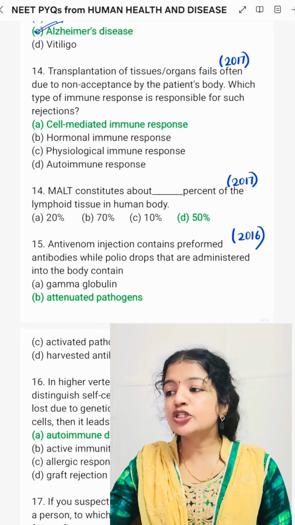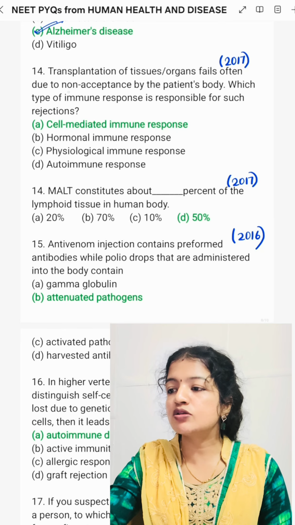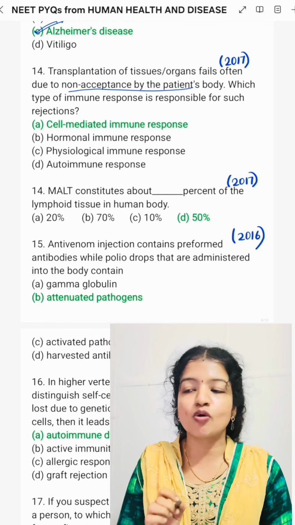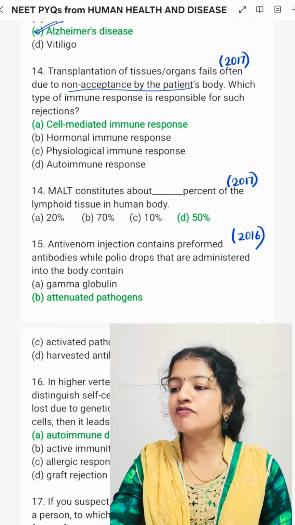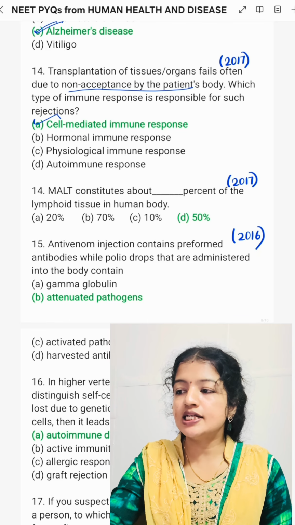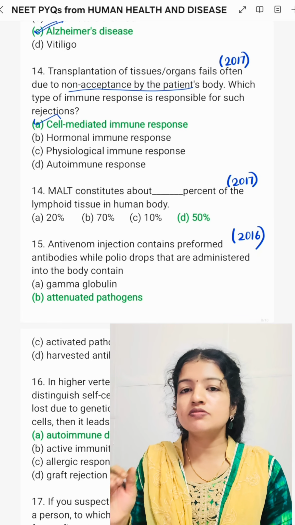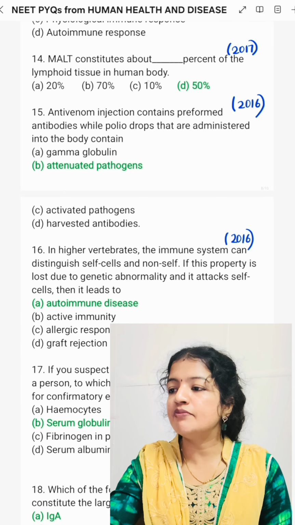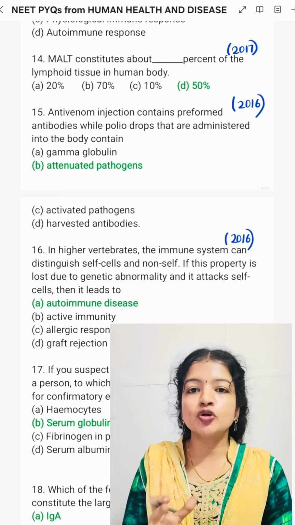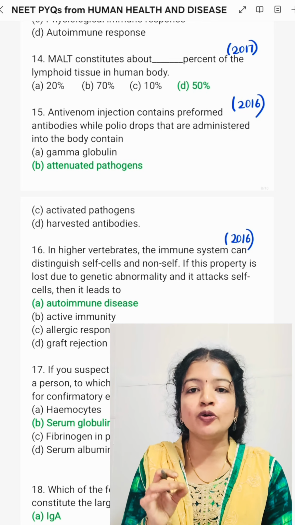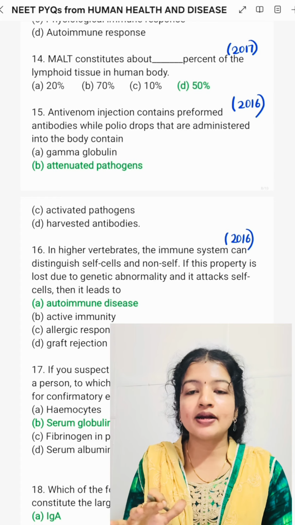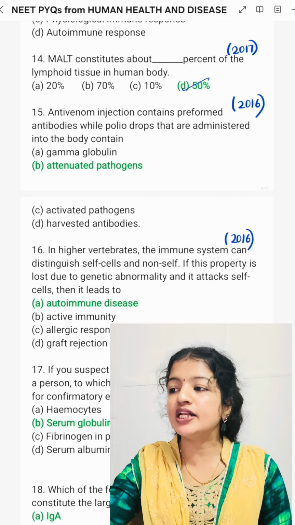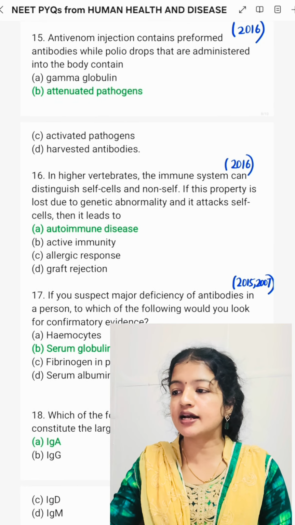Then, transplantation of tissues or organs often fails due to non-acceptance by a patient's body. Which type of immune response is responsible for such rejections? As I said earlier, it is the cell-mediated immune response, which is a repetitive question. Then, MALT constitutes about dash percentage of the lymphoid tissue in the human body. MALT is mucosa associated lymphoid tissue, which lines the digestive, respiratory and urogenital tracts. This mucosa associated lymphoid tissue constitutes 50% of the lymphoid tissue in the human body. Option D is the correct answer.